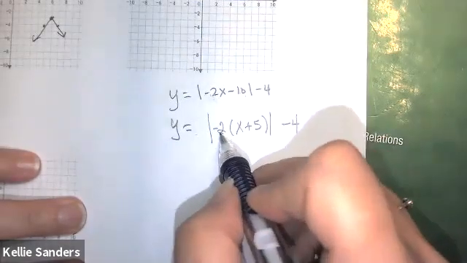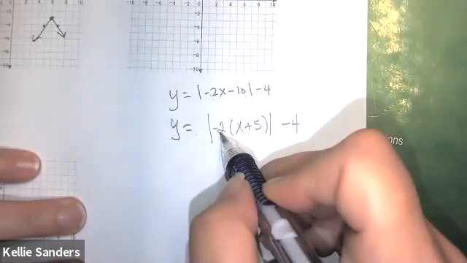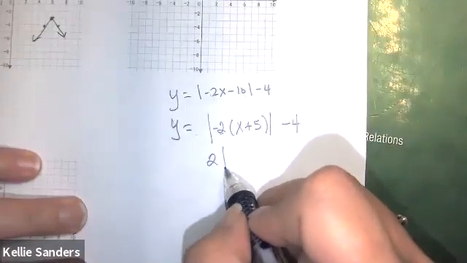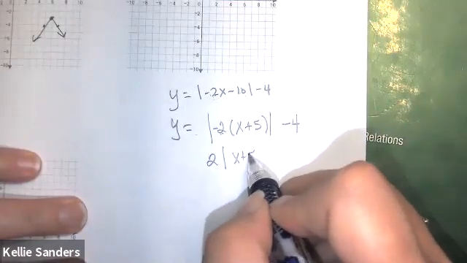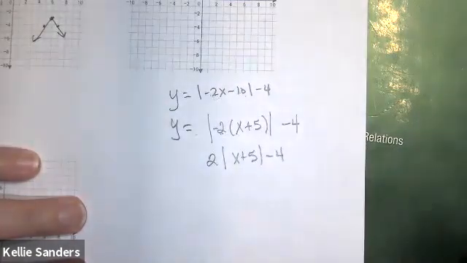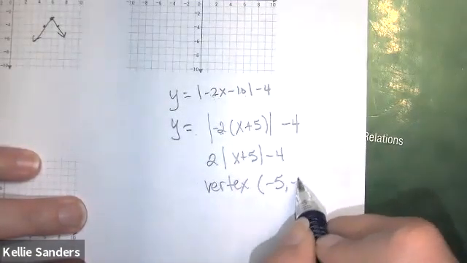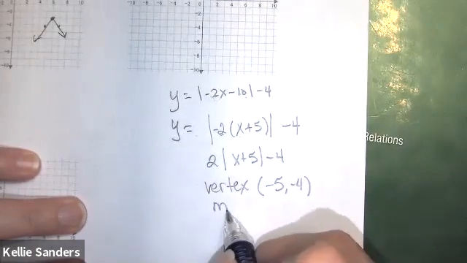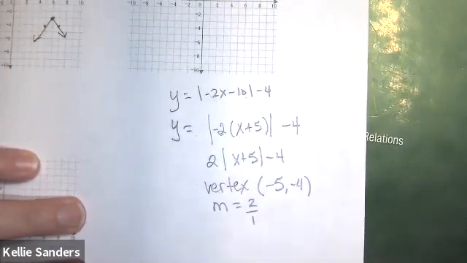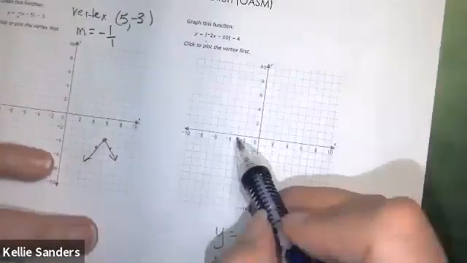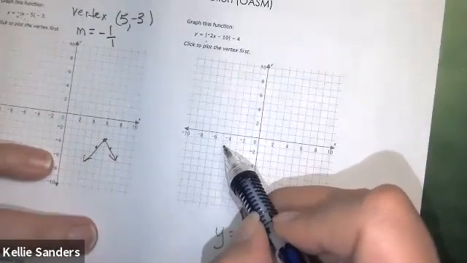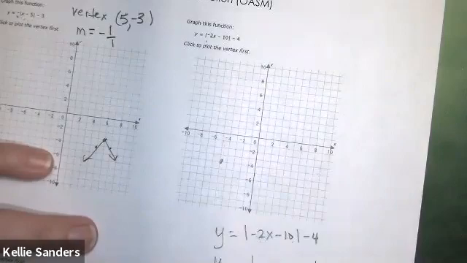Since the -2 is inside the absolute value and we're being multiplied right here, we're going to take the 2 out. But the x plus 5 stays. So your vertex is going to be -5, -4, and your slope is going to be 2 over 1. -5, 1, 2, 3, 4, and then your slope is 2 over 1.